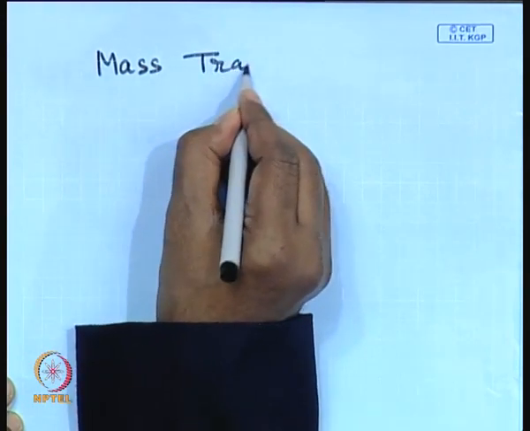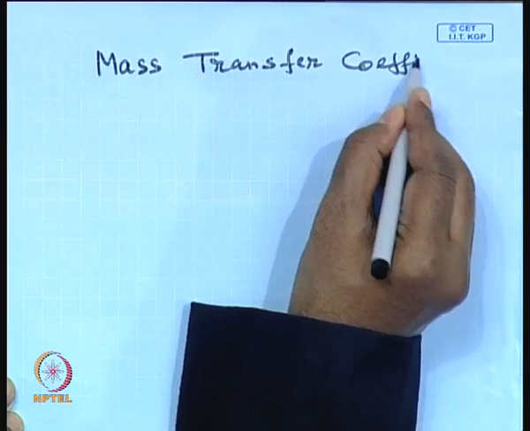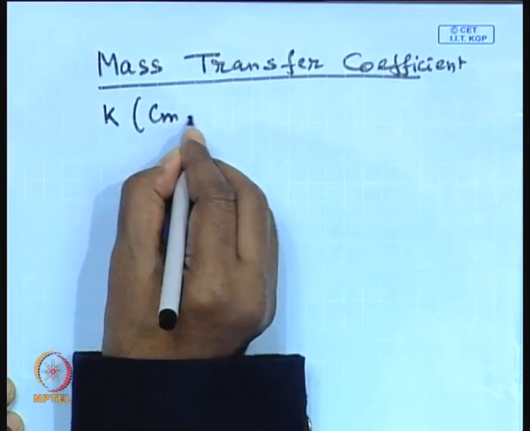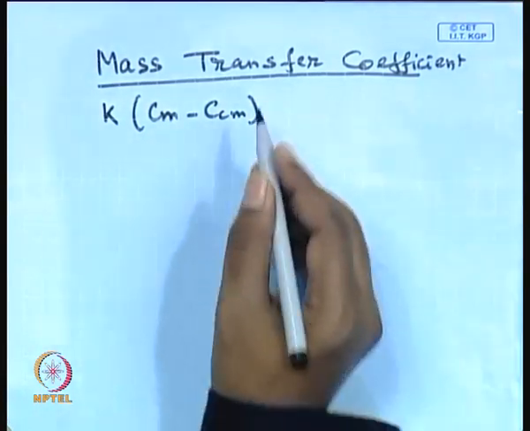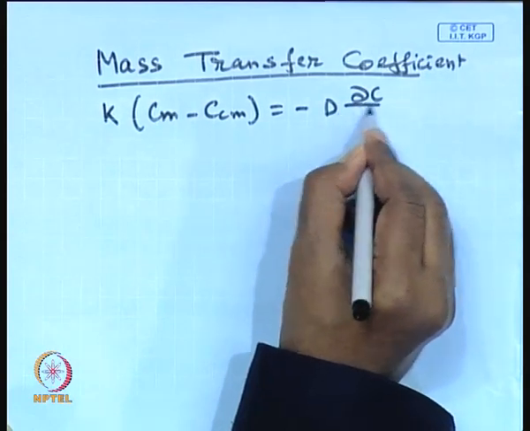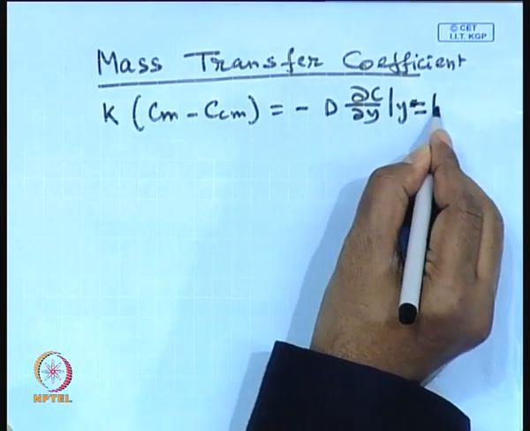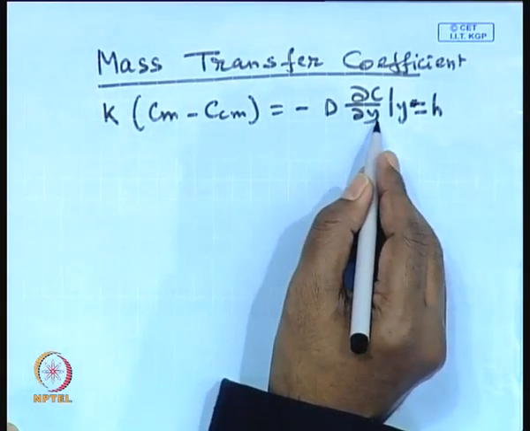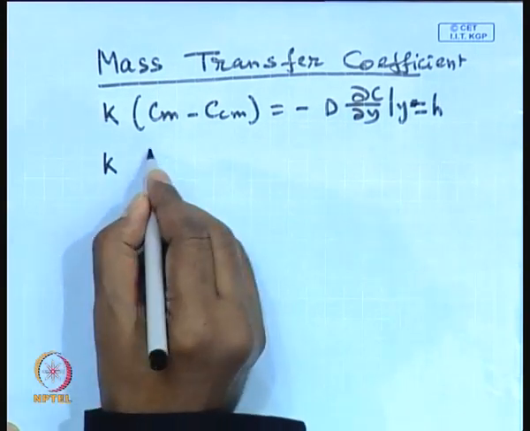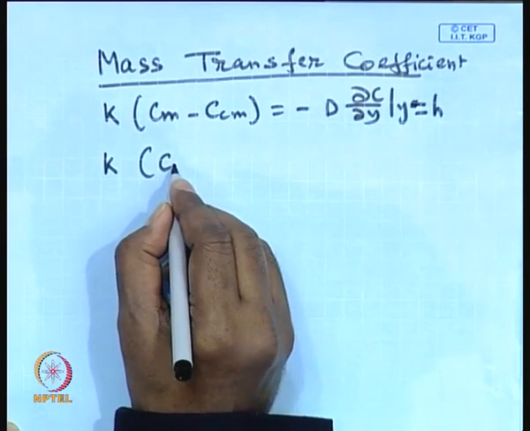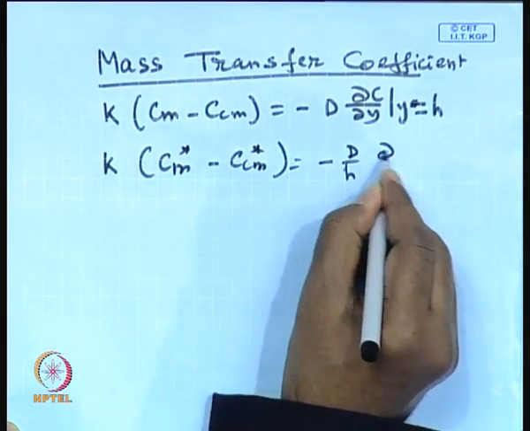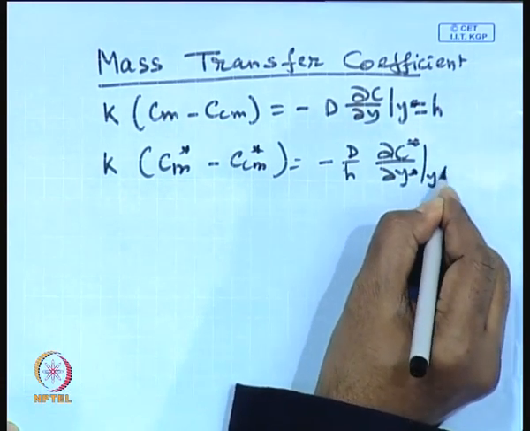Okay. Now, in the next, we evaluate the mass transfer coefficient and we start with the definition. K times (C_m minus C_CM), in this case the bulk concentration is replaced by the cup mixing concentration, is equal to minus D del C del y at y is equal to h, because our coordinate system now is at the middle. So, you make it non-dimensional, where y star you define as y by h. So, this becomes k times (c_m star minus c_cm star) will be nothing but minus D by h del c star del y star at y star is equal to 1.